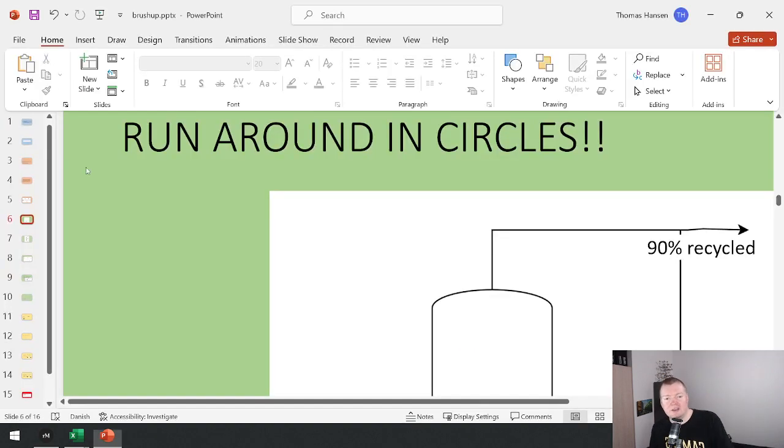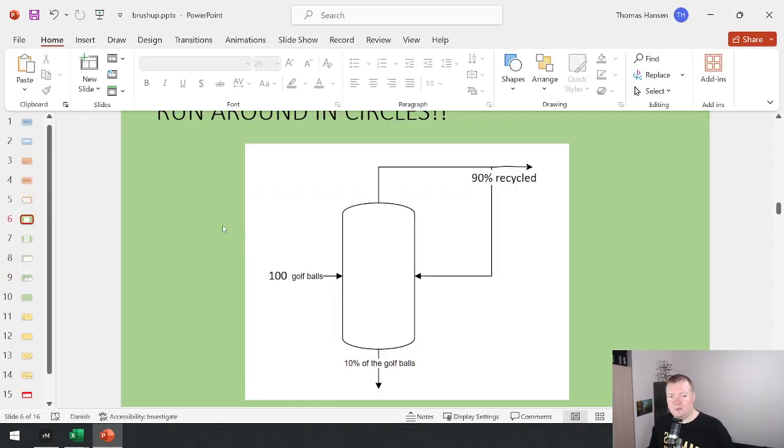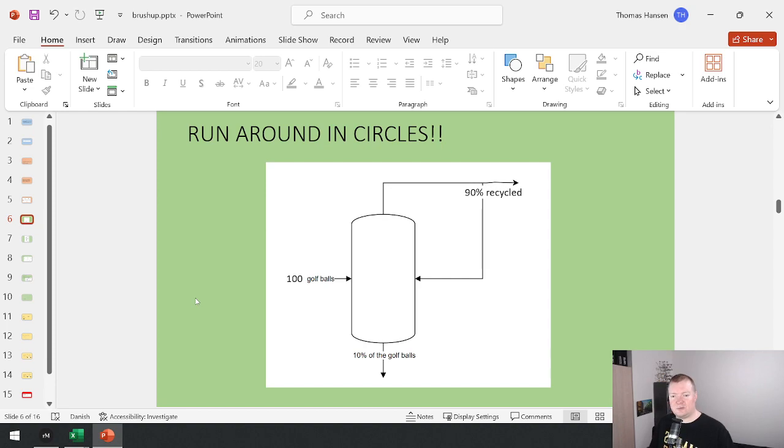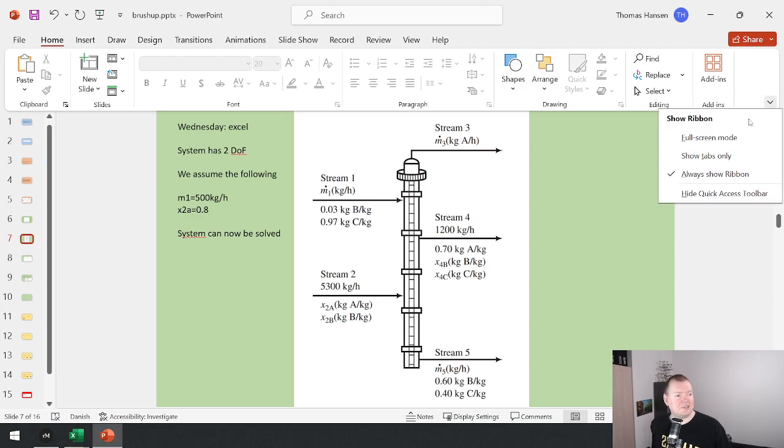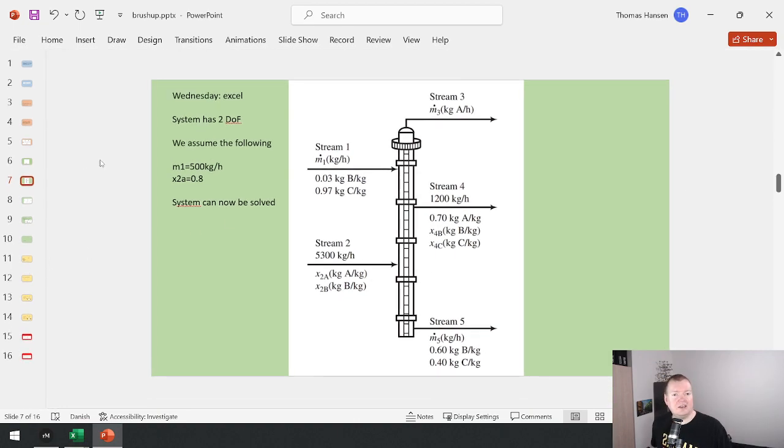But I just included this to remind you that we don't want to run around in circles. We want to do this automatically. We want to have Excel go through all of these iterative calculations for us. And now we can start to look at one of the actual assignments that I suggested for today.